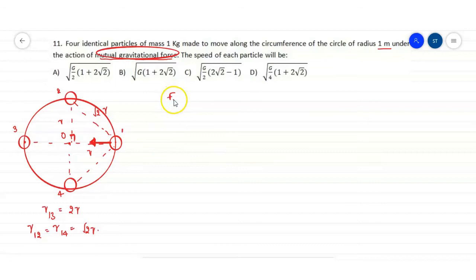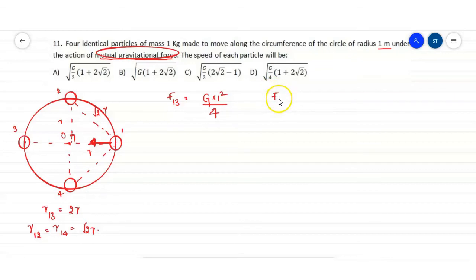So F13 will be equal to G m1 m2. Mass of both particles is 1. So G m1 m2 will be 1 into 1, 1 square, upon distance. Distance is 2r here. 2r square will be 4r square. Again r is 1. So directly I am writing it as 4.